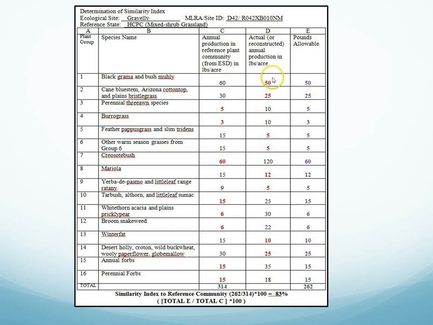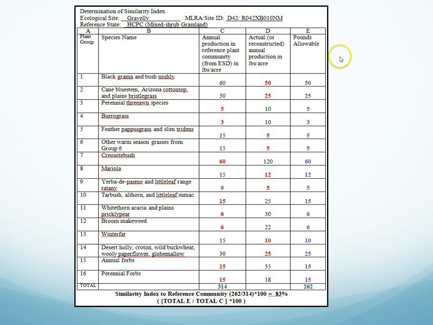Then, from the data that we collected on the site, we have the amount of production of each one of the groups. So for black grama and bush muley, there was 50 pounds per acre. For cane bluestem, Arizona cottontop, and plains bristlegrass as a group, there was 25 pounds per acre. And that is all recorded here for the site. You'll notice that creosote, for example, creosote bush production is 120 pounds per acre compared to what is expected on this particular site if it were in the grassland shrub state.